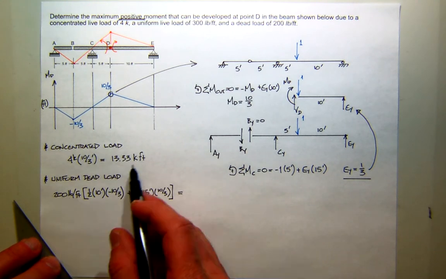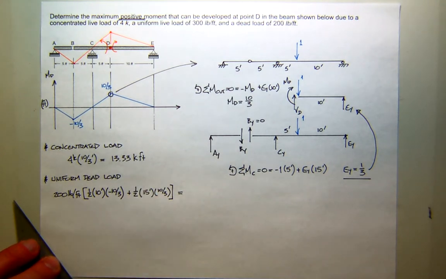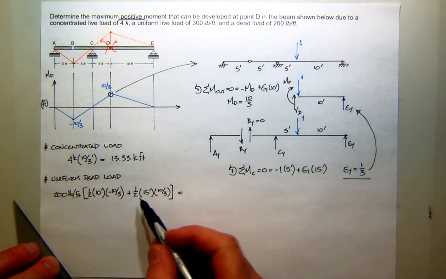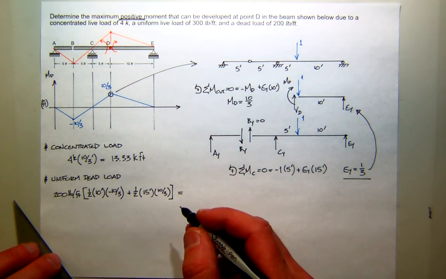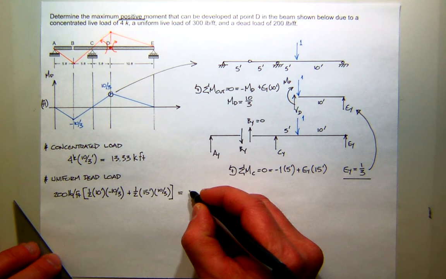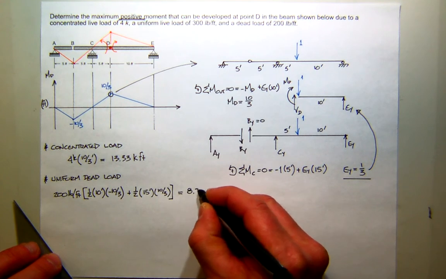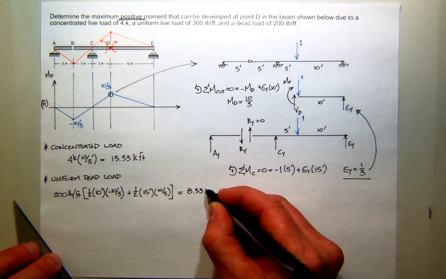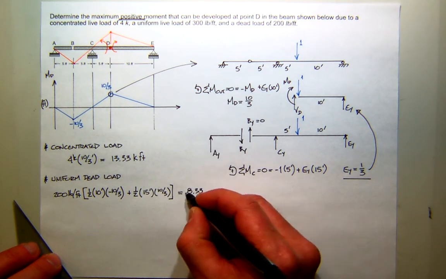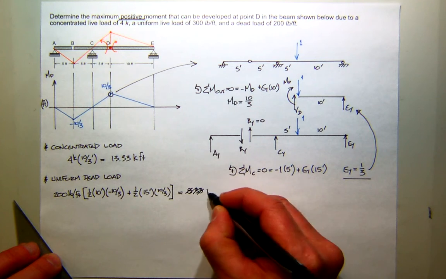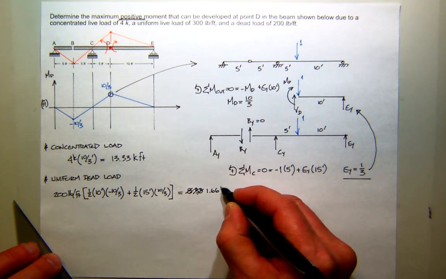And this is in pounds, so we need to convert it to kips. Anybody got a calculator going? 8.33333, and that's positive, right? Is that kips? I did multiply it by 200. You did not? Ah. Should be 1666. 1,666. And that will be kip feet.